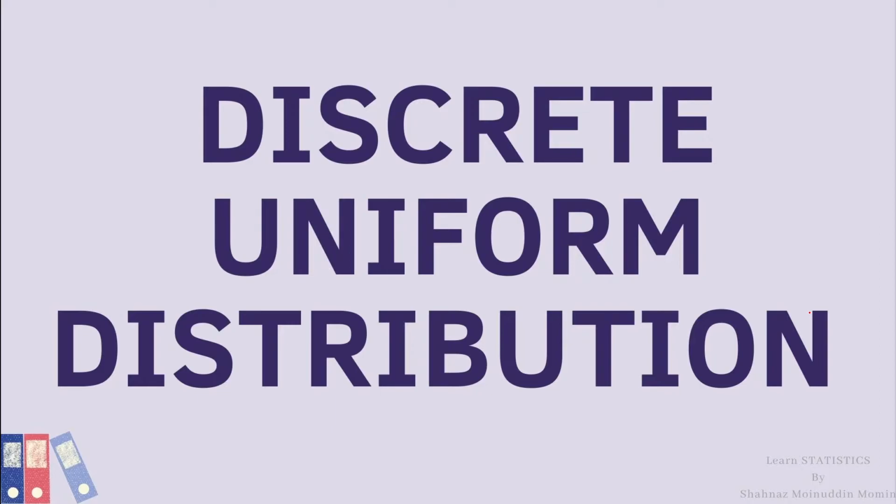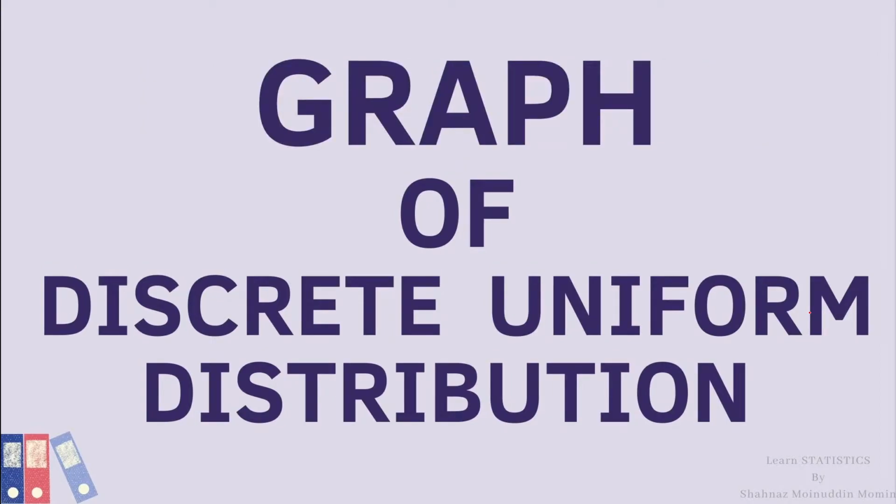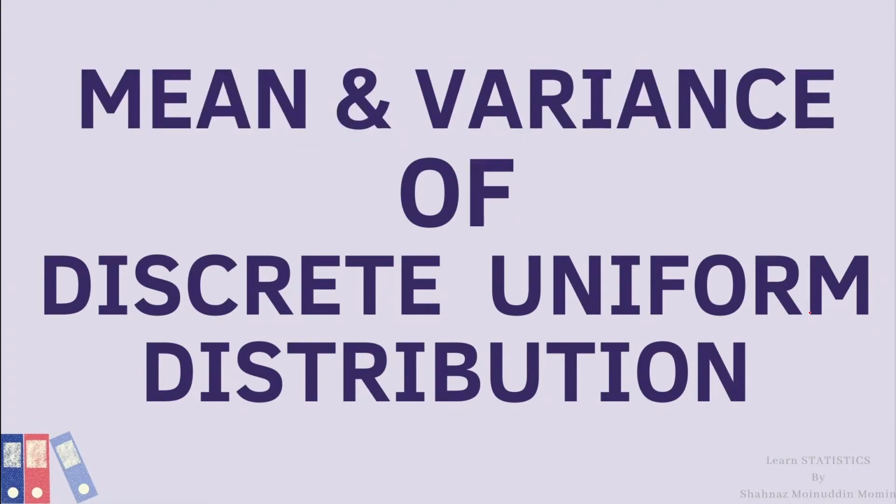The first point is the definition of discrete uniform distribution. Second one is the graph of discrete uniform distribution, in which we will observe the behavior of the discrete uniform distribution. And in the third and fourth points we are going to learn the mean and variance of discrete uniform distribution.